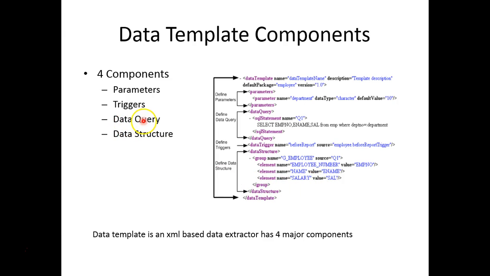The third component is the query, of course, the SQL statement. This is the main difference between the data template and any other extraction methods: you can embed your SQL statement directly in the template. And finally, of course, the data structure. The elements in the data structure would reflect what is coming out of your SQL.